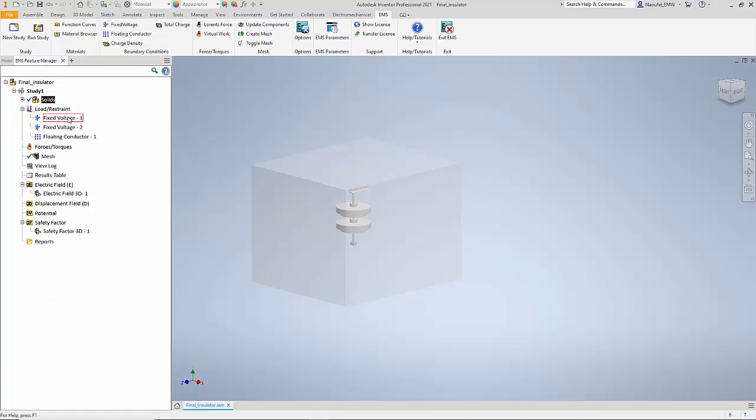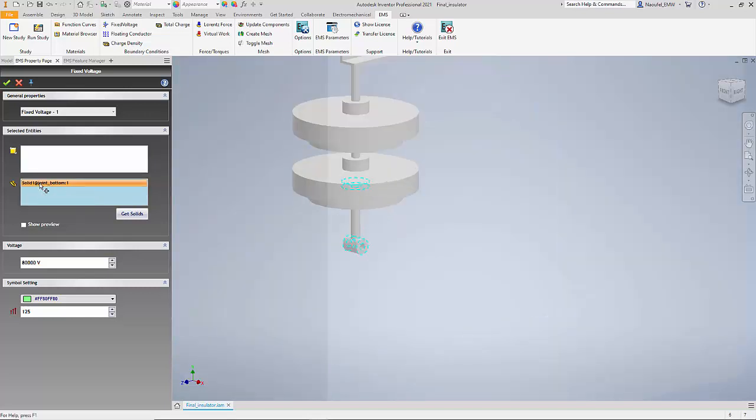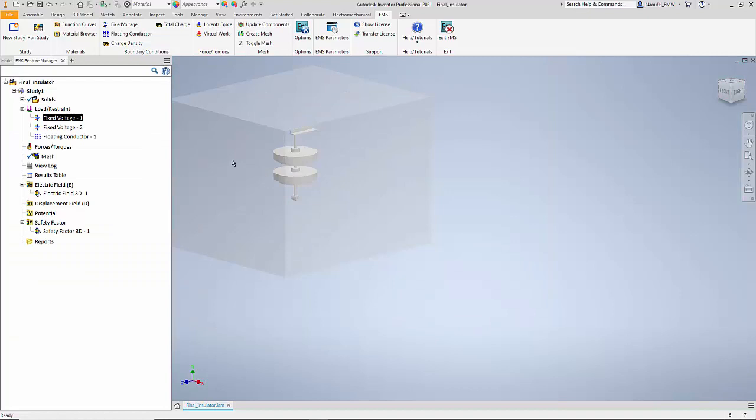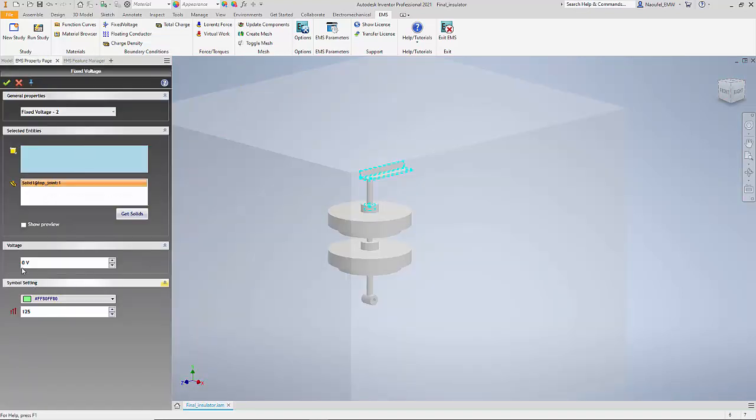Next, we will apply the boundary conditions, namely the voltages. So we are going to take the bottom conductor, and that is in contact with a high voltage 80 kilovolt line. So let us apply an 80 kilovolt voltage to the bottom conductor. To the top conductor, which is grounded, we apply a 0 volt ground potential.